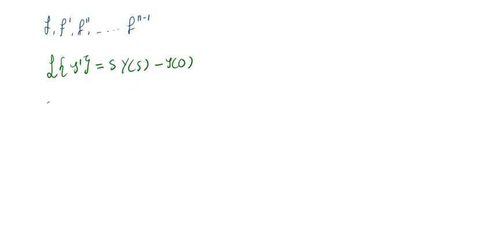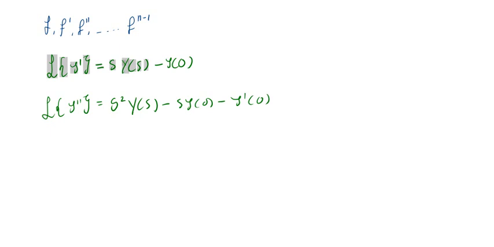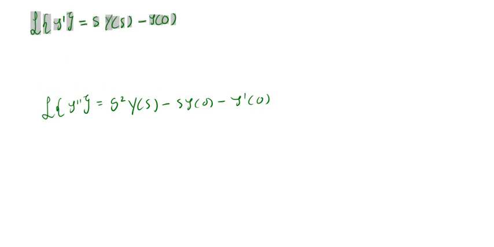Then if it's y prime prime, that's our second order, this is going to be s squared times Y of s minus s times y of 0 minus y prime of 0. So these two are very, very important. We are going to be using them as we solve these questions. So we have this one, let's just place it there, and this one, let's just place it there.